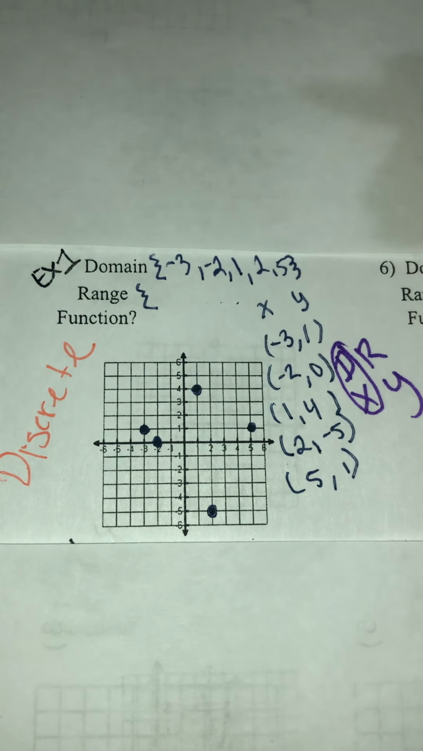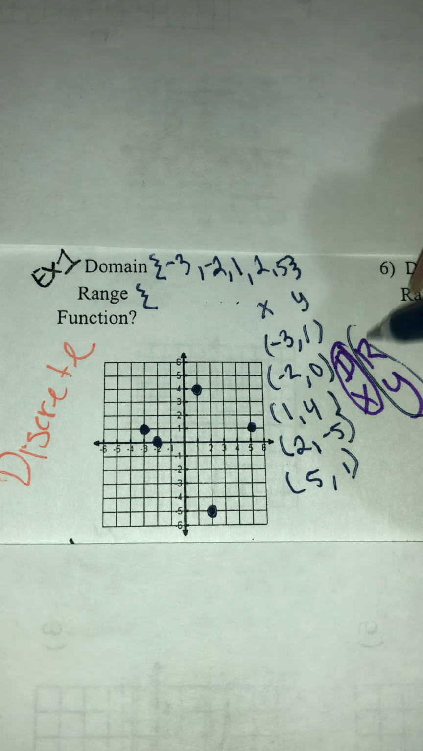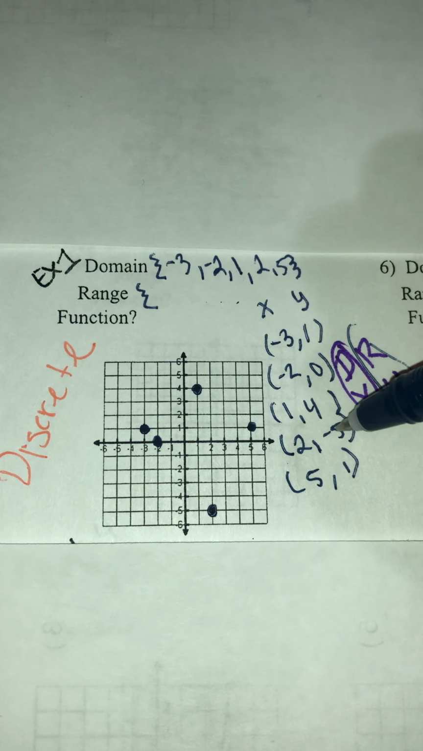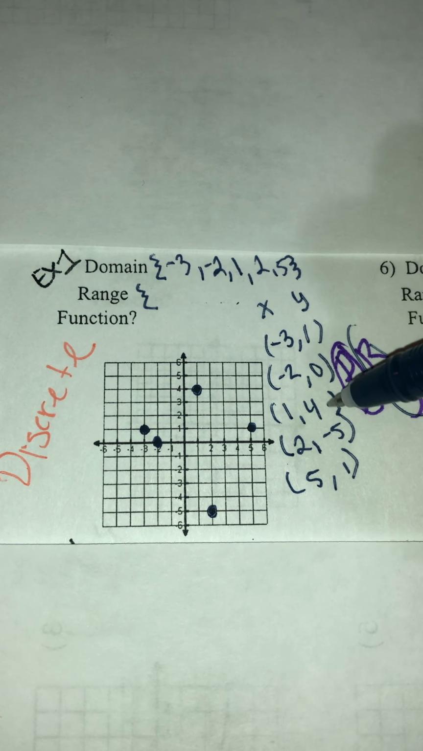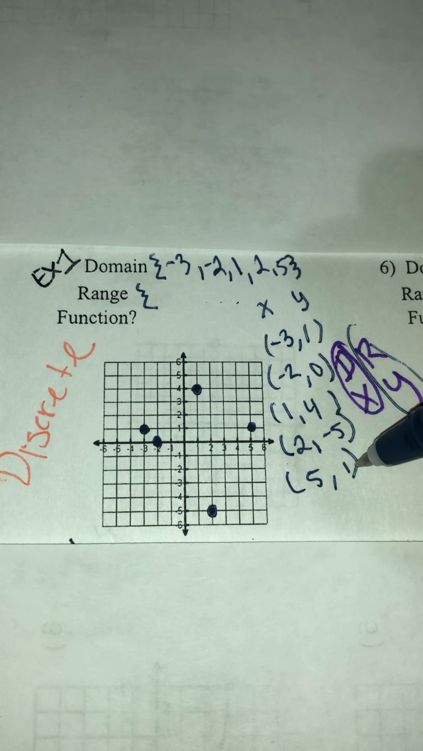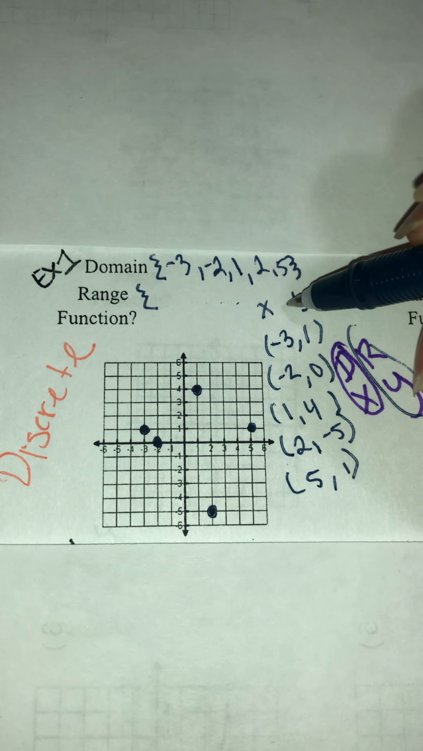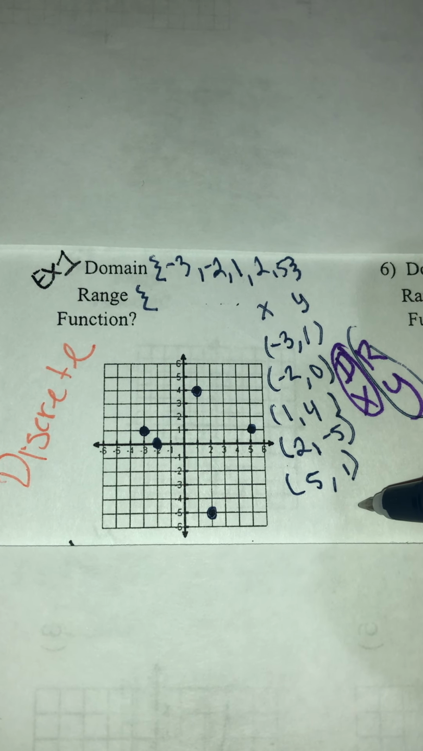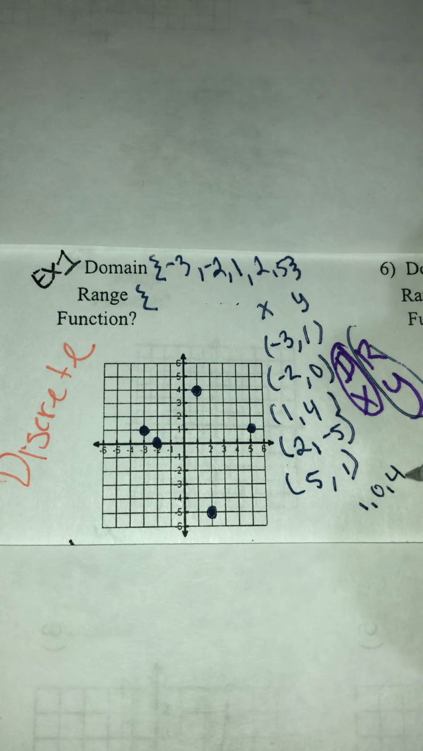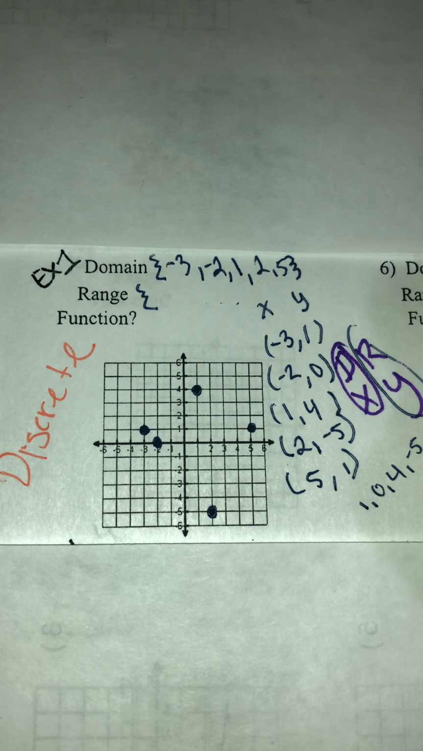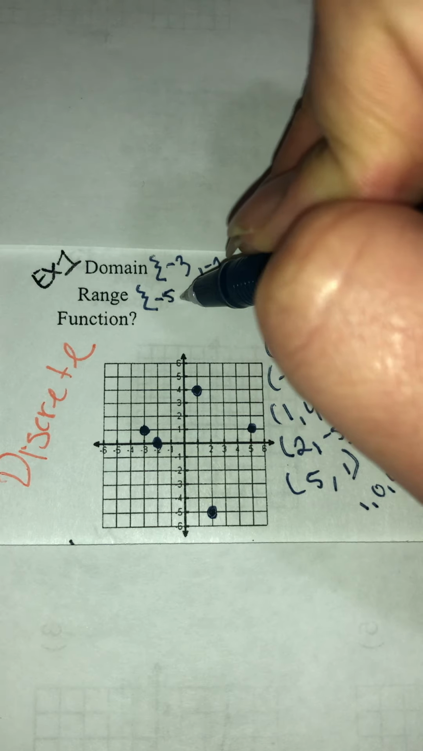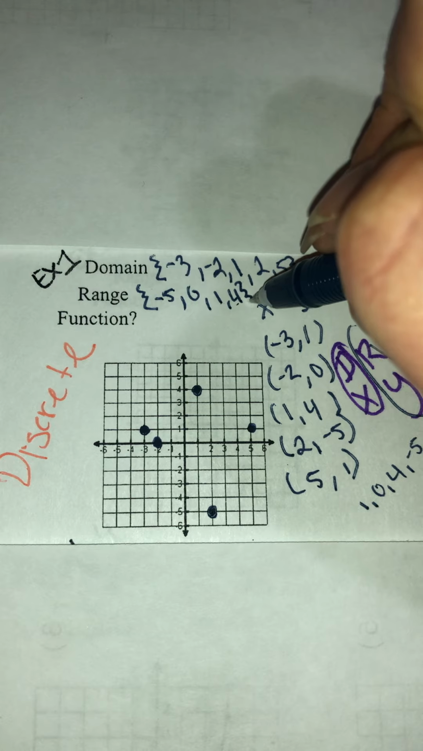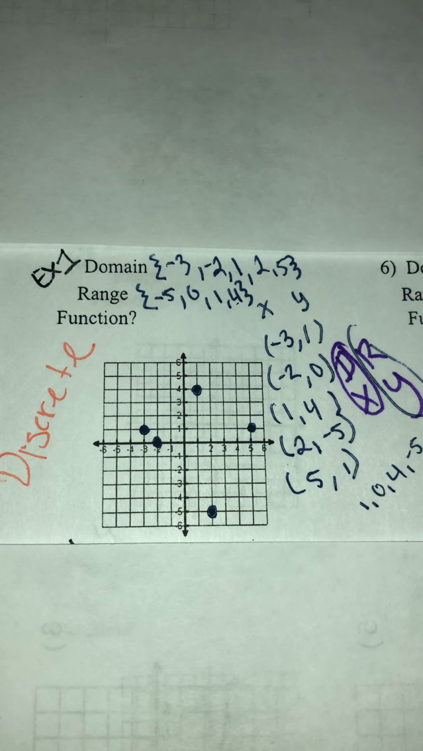For your range, well, your range is your Y values, which we happen to have written down already. Now remember, we want to go from least to greatest. So my least is -5. Then we have 0, 1, 4. Now, if you can't just look at that, you can write it down. So I see a 1, a 0, a 4, a -5, and a 1. So -5, then we have 0, 1, 4, and there is your range. Okay, so that was example 1.